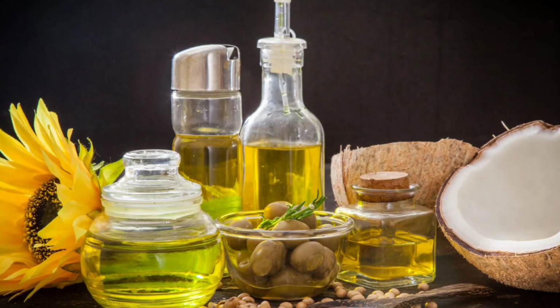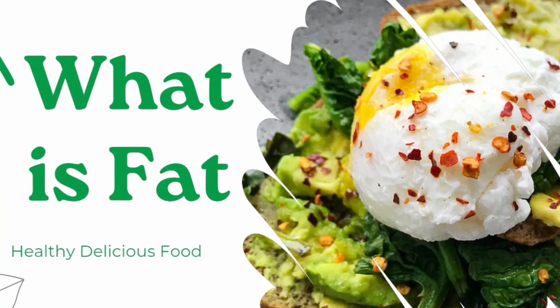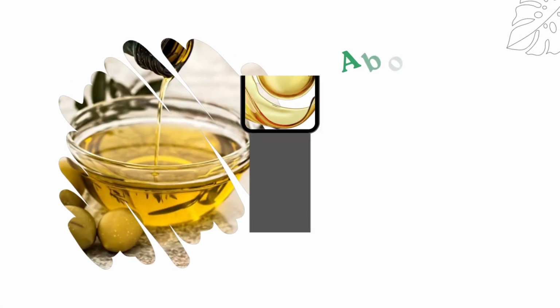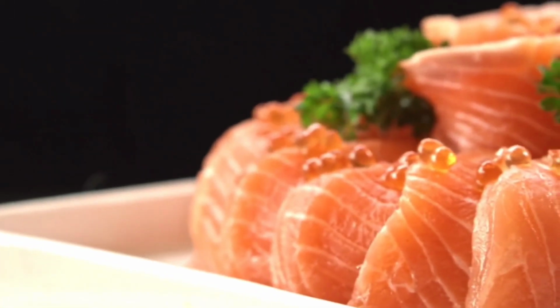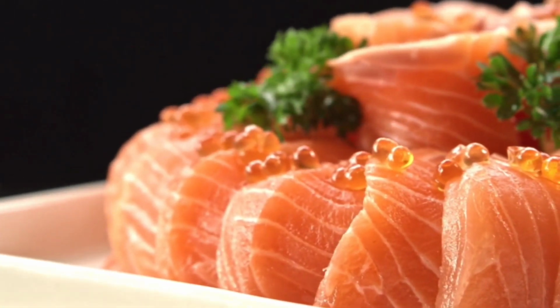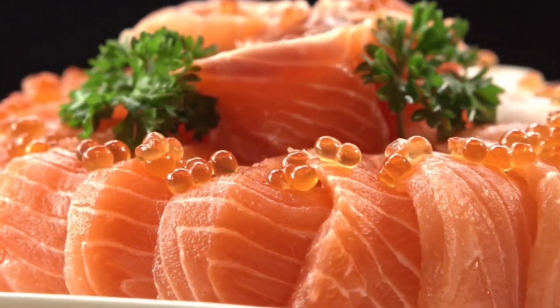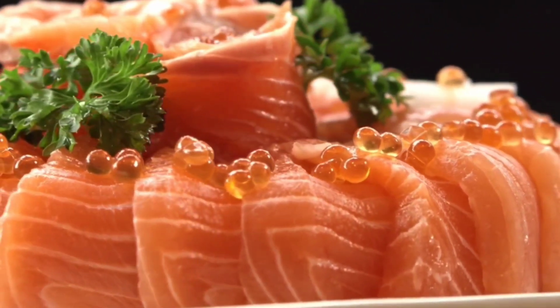Edible fats and oils comprise one of the three major classes of foods, the others being carbohydrates and proteins. In nutrition, biology, and chemistry, fat usually means any ester of fatty acids or a mixture of such compounds, most commonly those that occur in living beings or in food. Edible fats and oils can be obtained from terrestrial or aquatic animals, from the seeds or leaves of many plants, from the pulp, or from the nut and stone of many foods.